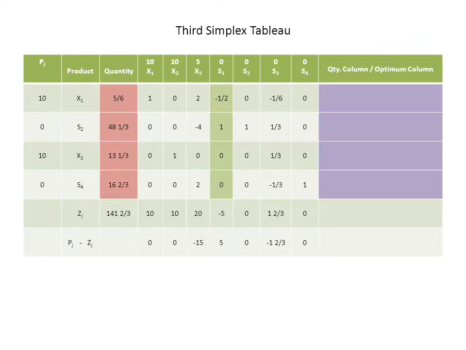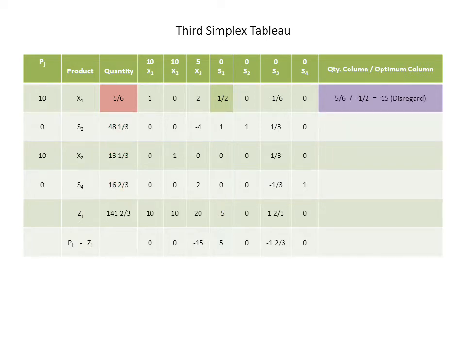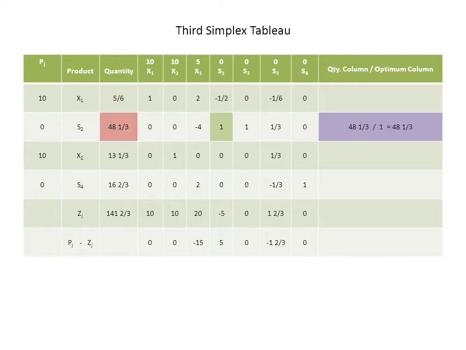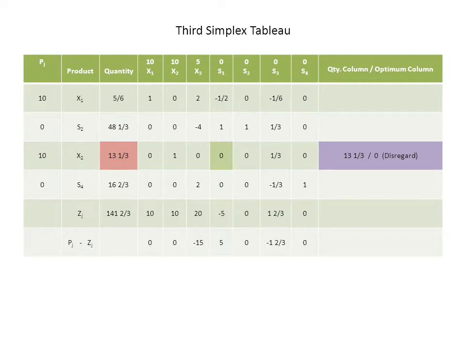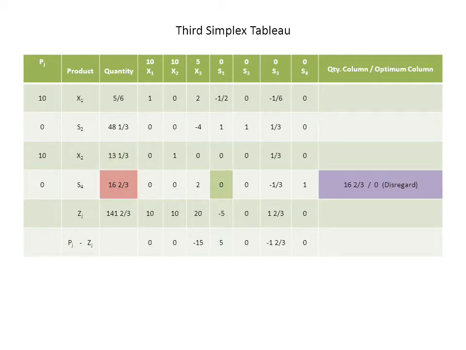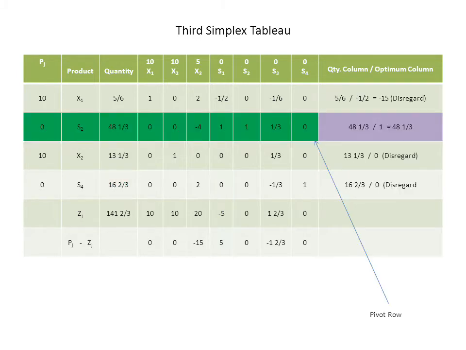And we now find again the pivot row. We divide the quantity column by the optimum column. For row 1, we have negative 15, so we disregard it. Row 2, 48 and 1/3. Row 3, we disregard. And row 4, disregard. So, since there's only one valid value out of the 4 rows, we assign row 2 as the pivot row.